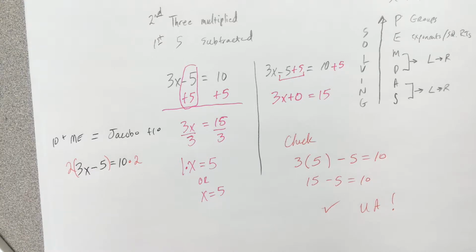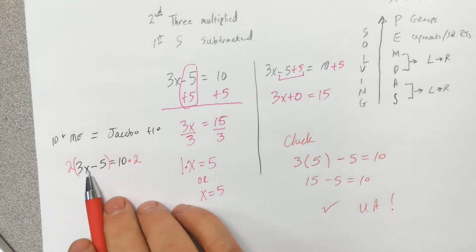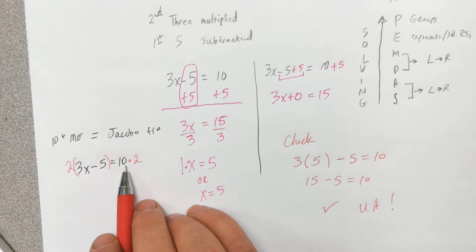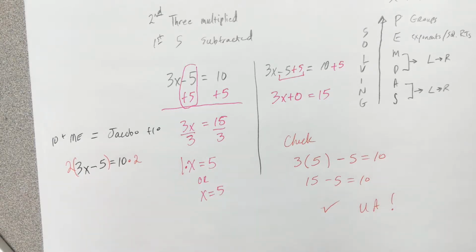Where'd the 2 come from? You don't know? Me either. I just made it up. Is it still equal though? If Jacobo and I had the same amount of money, like let's say this is how much money I have and this is how much money Jacobo has, right? And Evelyn wants to double our money. She has to multiply his amount by 2 and my amount by 2. Do we still have the same amount?